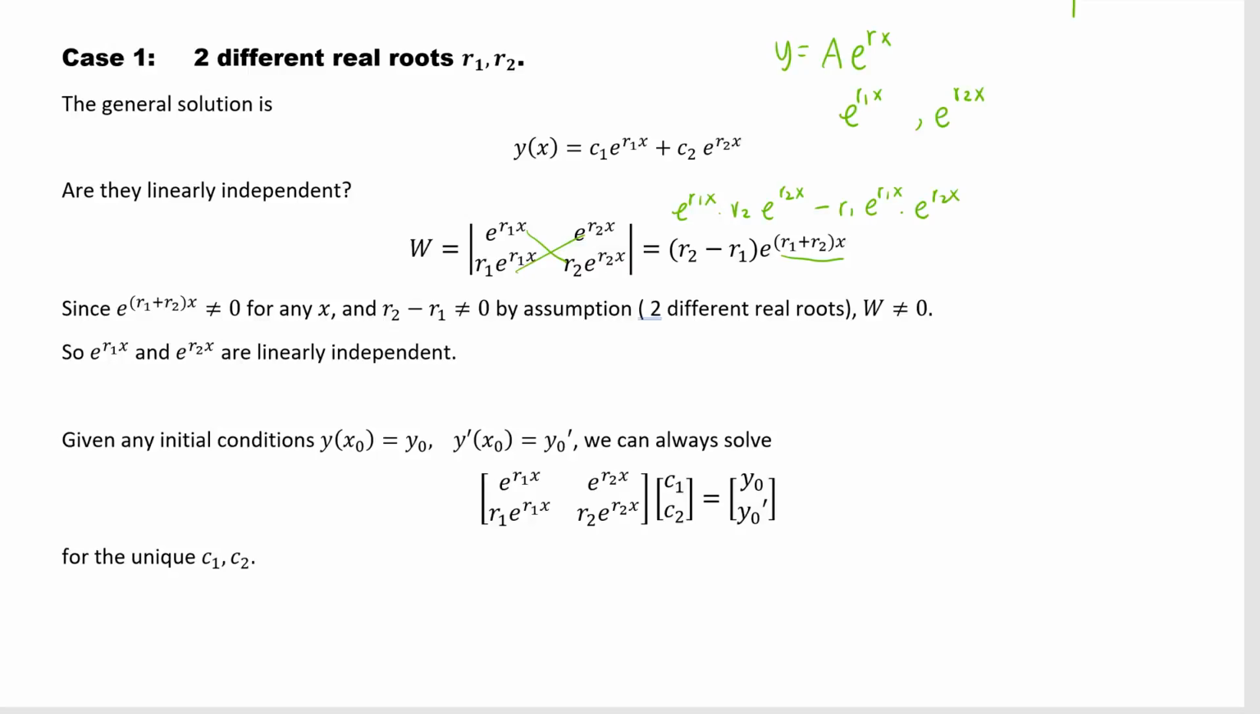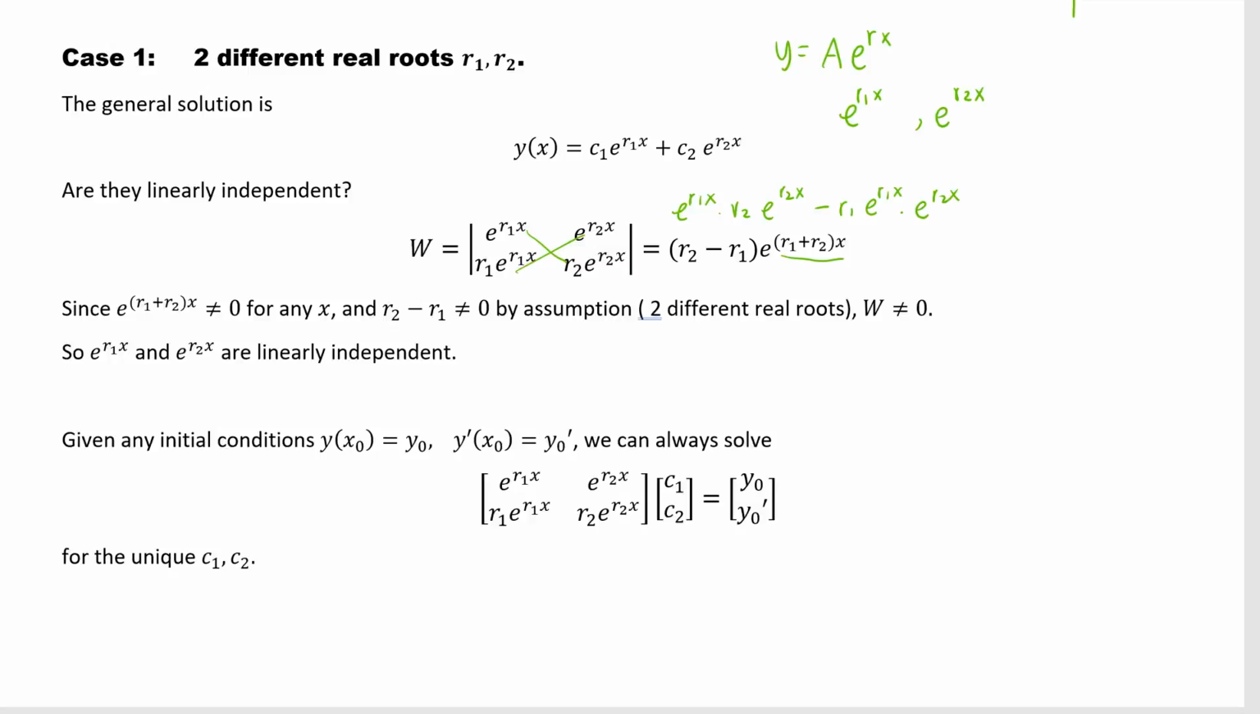Because the exponential term is not equal to 0. Actually, it's greater than 0 for all x. And we also assume 2 distinct real roots, so r1 and r2 are different. That's why r2 minus r1 is not 0, and that's why the Wronskian is not 0. Remember, if the Wronskian is not 0, then the functions are linearly independent. So we actually get 2 solutions, and they are linearly independent, so they generate the entire solution space of the differential equation.